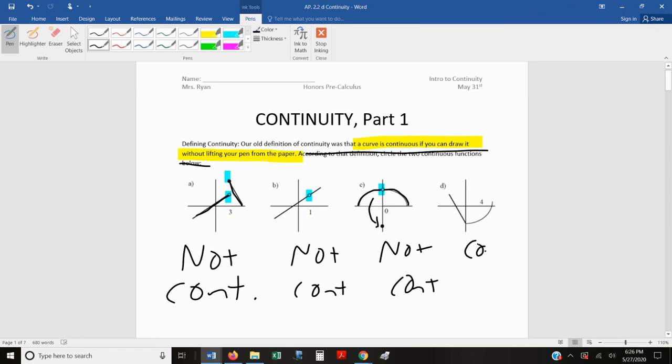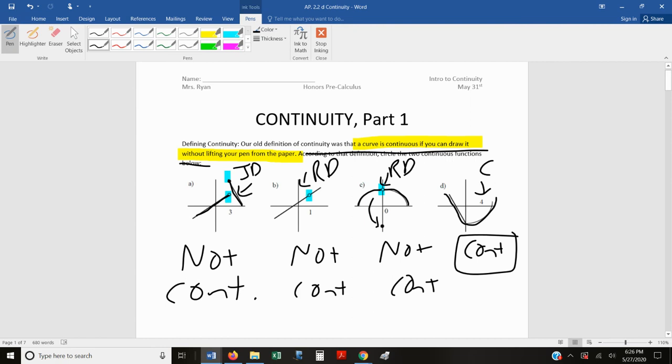Letter D is the only graph that is continuous because you can absolutely draw that without lifting your pen. There's no discontinuities, there's no jump discontinuities, removable discontinuities, infinite discontinuities, etc. So just as a reminder, that's the jump discontinuity. This is the removable discontinuity, a removable discontinuity, and then you have continuous for part D.